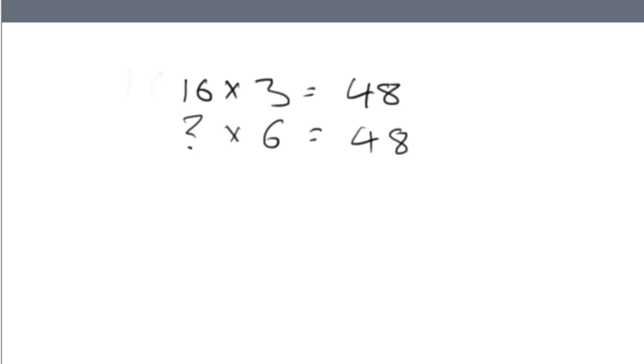So 16 times 3 equals 48. And let's say we've been asked to work out something else: missing number times 6 is equal to 48. What's the missing number? Again, same pattern as before. What do we do to change 3 to a 6? We multiplied it by 2. So multiplied on this side, we're going to divide by 2 on this side. So 16 divided by 2 is 8. The answer is 8.